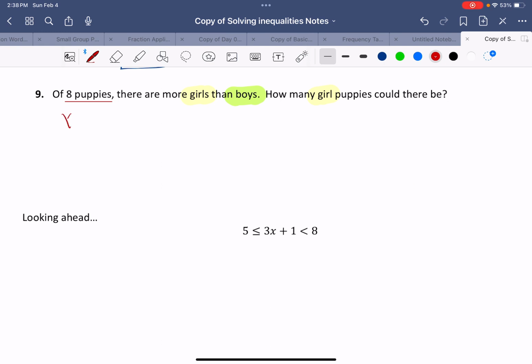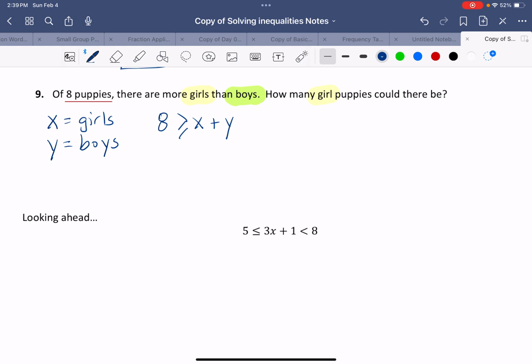Let's make X, let's use a different color, like this color. X is equal to girls. Y is equal to boys. Those are 2 different variables. And I know that when we add up our X plus Y, it's going to be less than or equal to 8, right? Of 8 puppies, there are more girls than boys. And so really 8 is greater than or equal to X plus Y.